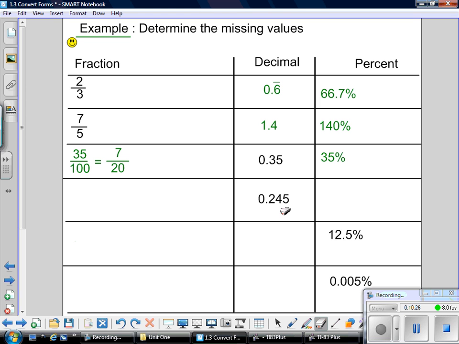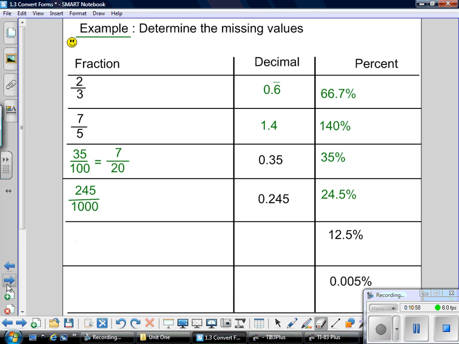Okay, the next question: change decimal 0.245 into a percent. Again, multiply it by 100, so we end up with 24.5%. Now we want to change it to a fraction. In this case, because I have a decimal, I'm going to count the number of zeros I need in the denominator. So I need 1, 2, 3. I need 3 zeros, and on the top I have 245.